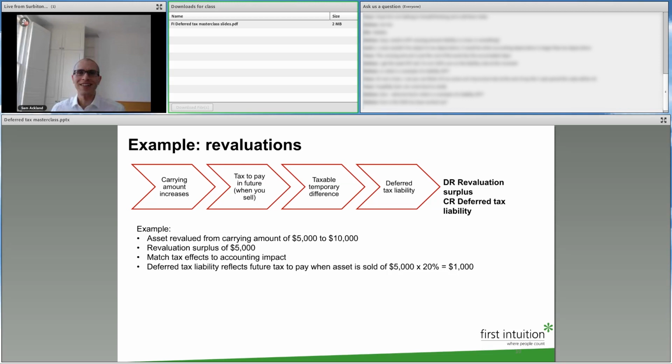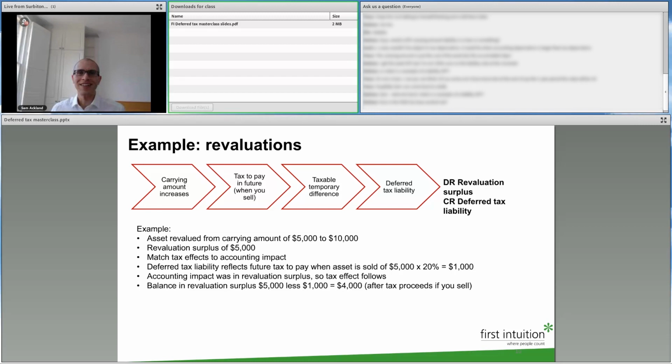Now, how much tax will I pay? Well, let's say that the tax rate is 20%, and we've increased the value of the asset by 5,000. Of course, that will lead to a tax liability of 1,000. The accounting impact of this transaction was a revaluation surplus of 5,000, and therefore we will do that double entry that I have on the right-hand side of the screen there. We will debit revaluation surplus and credit deferred tax liability.